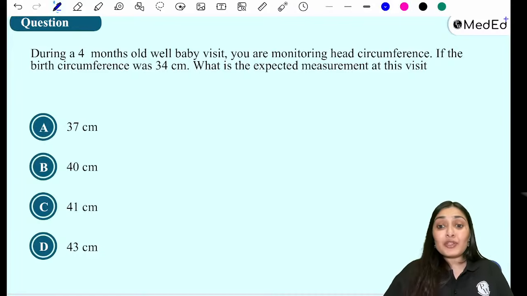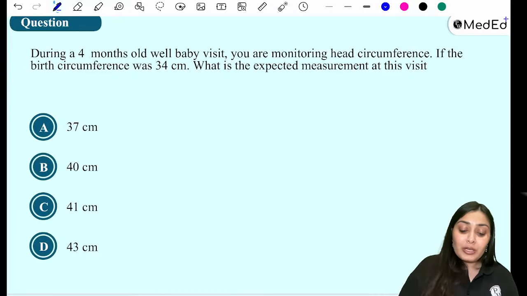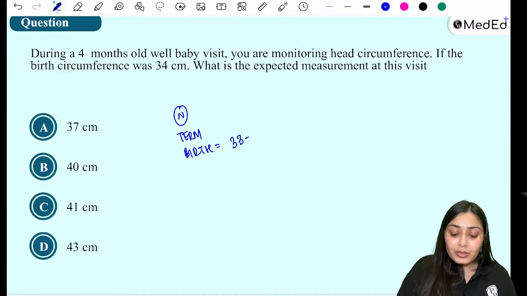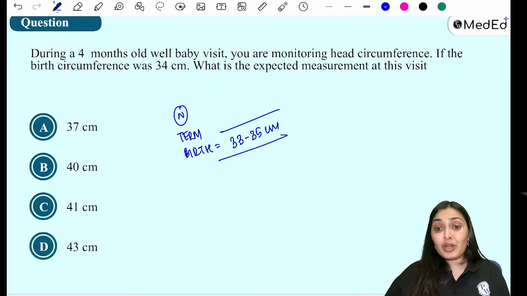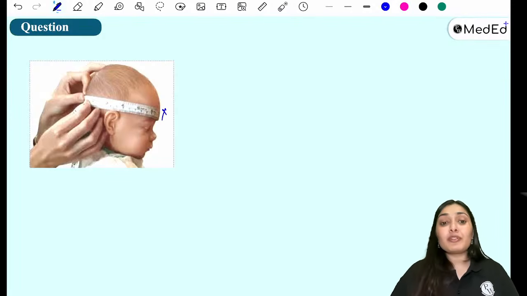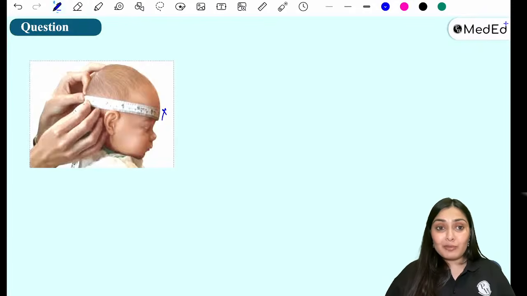So essentially the examiner is trying to test whether you know how the head circumference grows after birth or not, right? So can you tell me what is the normal head circumference of a term baby at birth? We all know that the normal head circumference of a term baby at birth is 33 to 35 centimeters, right? So let's see how this head circumference now grows after birth. How do we measure the head circumference? We take a measuring tape and place it over the head of the baby. Anteriorly, it should lie just above the supraorbital ridge, that is just above the eyebrows, and posteriorly it should be on the highest point of the occiput.